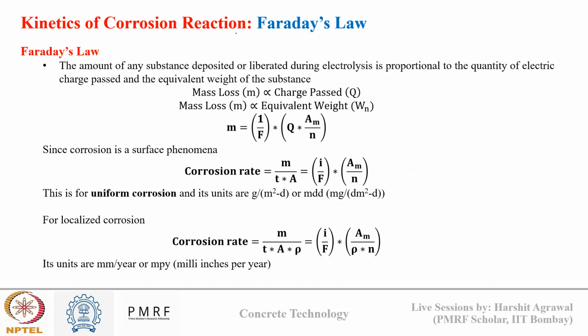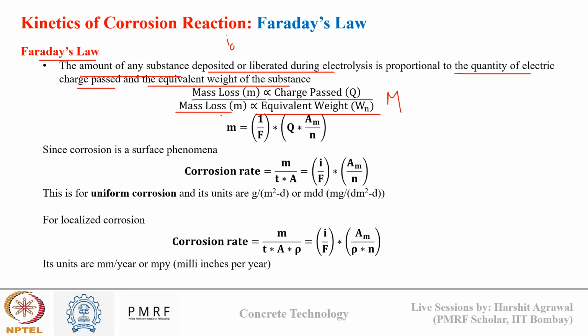Now, once we know the current density, that is I naught, we can determine the rate of corrosion using Faraday's law. The amount of any substance that is deposited or liberated during electrolysis is proportional to the quantity of charge passed and the equivalent weight of the substance. So this is Faraday's law. What Faraday's law says is that mass loss of a metal is directly proportional to charge passed, and directly proportional to the equivalent weight of the metal.